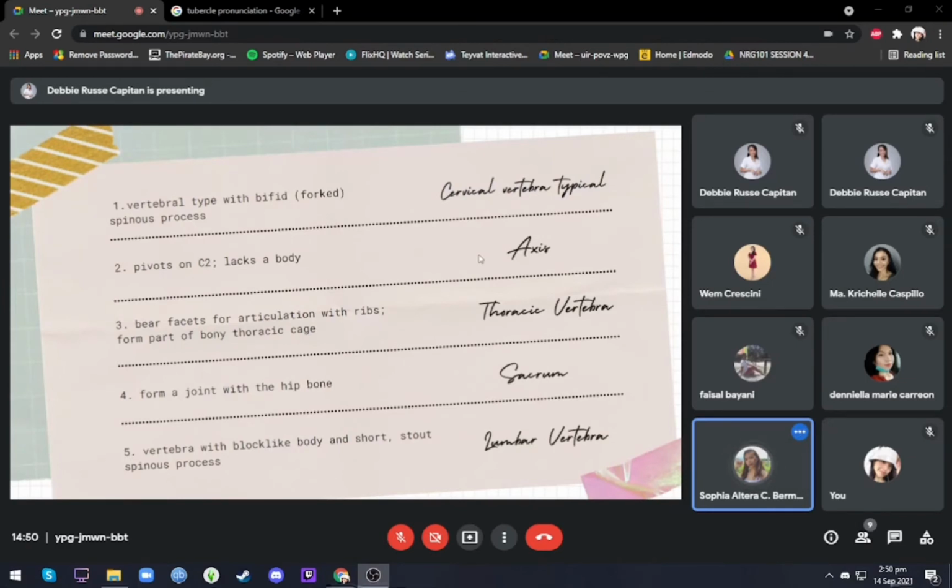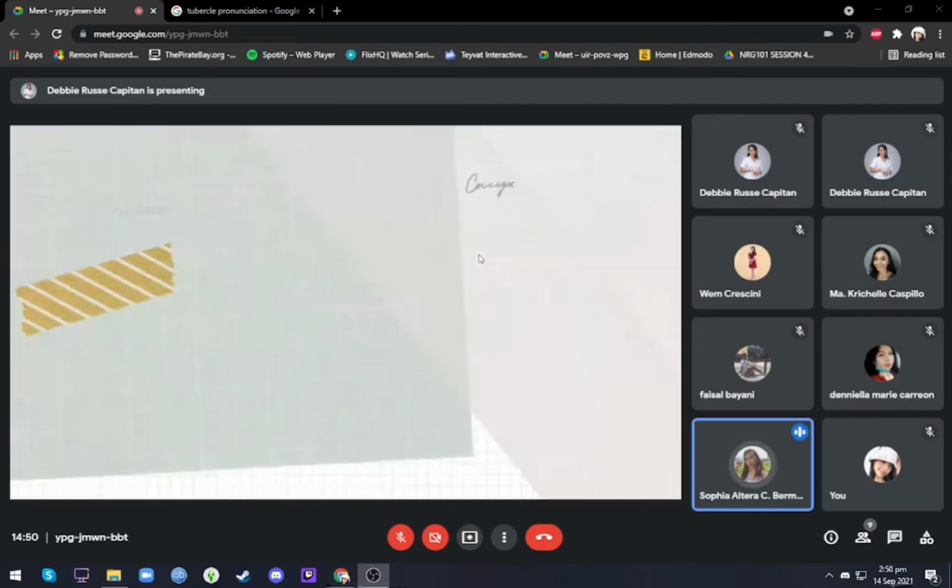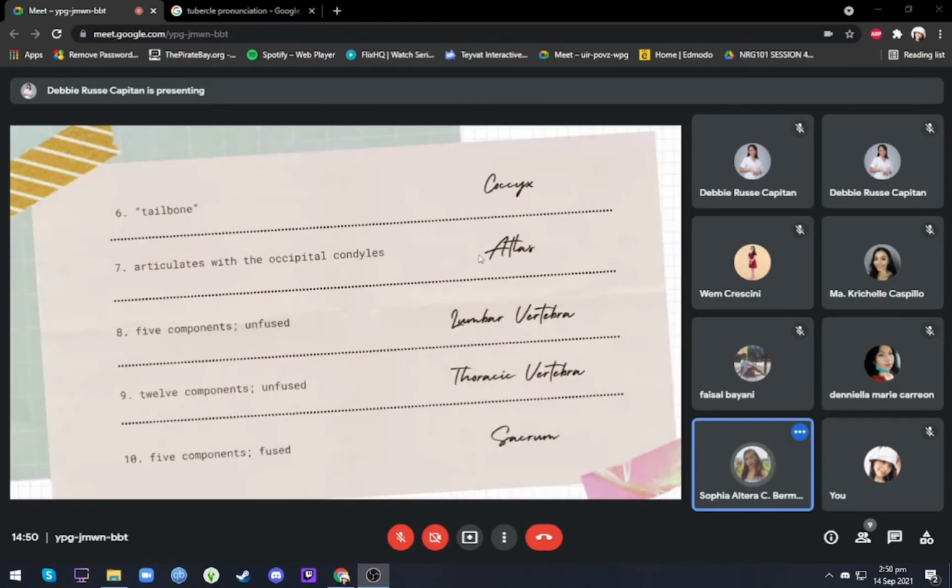Number 2 is axis. Number 3 is thoracic vertebra. Number 4 is sacrum. Number 5 is lumbar vertebra. Number 6 is coccyx. Number 7 is atlas. Number 8 is lumbar vertebra. Number 9 is thoracic vertebra. And for the last number, number 10 is sacrum.